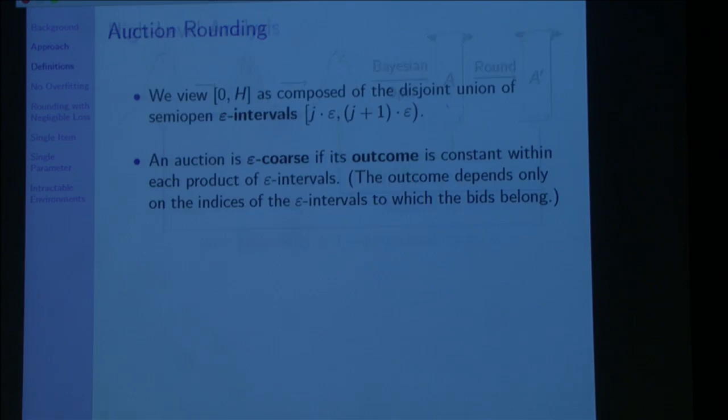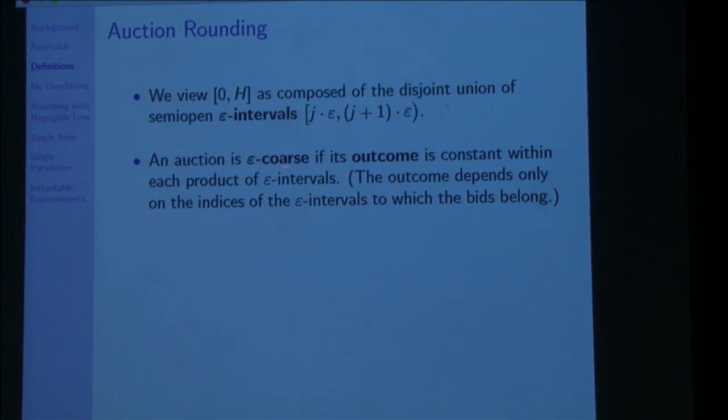So it's time to say what rounding means. We view 0 to h. I remind you that all of the distributions of all of the buyers are guaranteed to be supported on the interval 0 to h. We view it as being composed of a disjoint union of semi-open epsilon intervals, so 0 to epsilon, epsilon to 2 epsilon, 2 epsilon to 3 epsilon, etc.